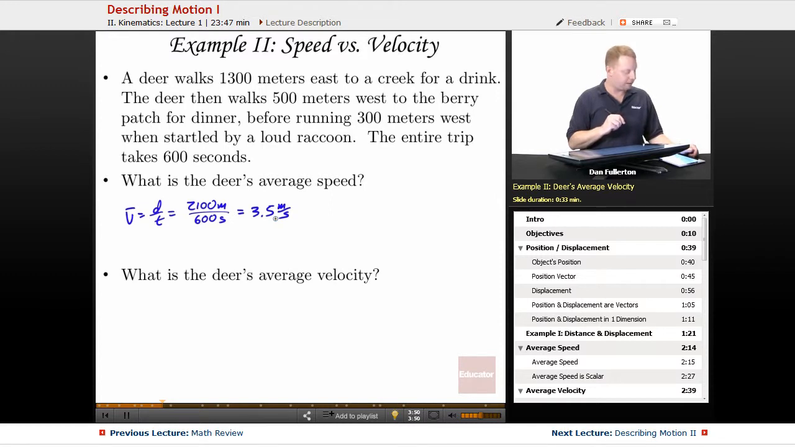The deer's average velocity, however, is delta x over t, which was 500 meters east, its displacement, divided by the time, 600 seconds, or 0.83 meters per second east. Notice how subtle these are in their differences. Average speed, you're worried about distance. Average velocity, you need displacement.